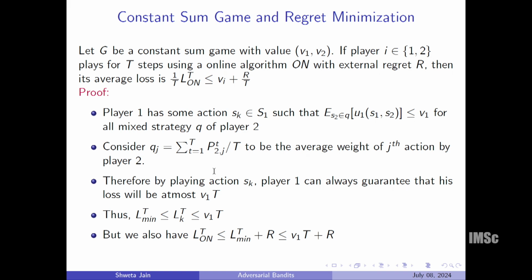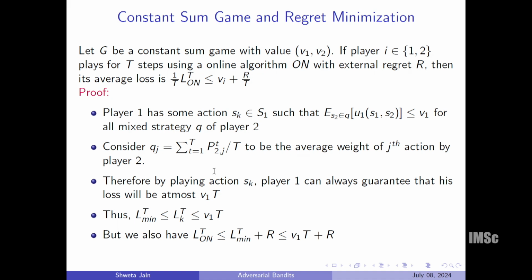But if I talk about the online algorithm, what is it doing? Because it has a regret of R, the loss of the online algorithm will be less than or equal to the minimum loss plus the regret. You take the average, you get the result.